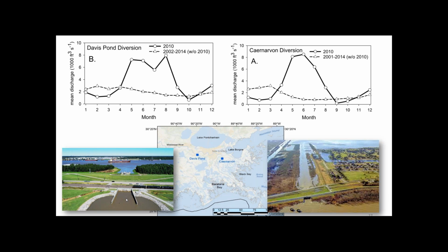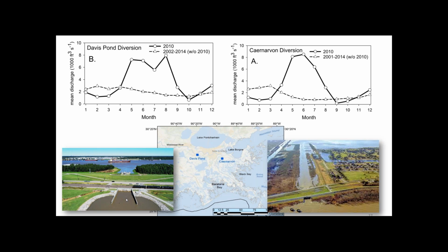high relative to seasonal averages. In the case of Davis Pond, it was more than 4 times the seasonal average, and in the case of Carnarvon, more like 8 times the seasonal average. And so there's a lot of fresh water that came down into those bays that had consequence for a number of species populations.